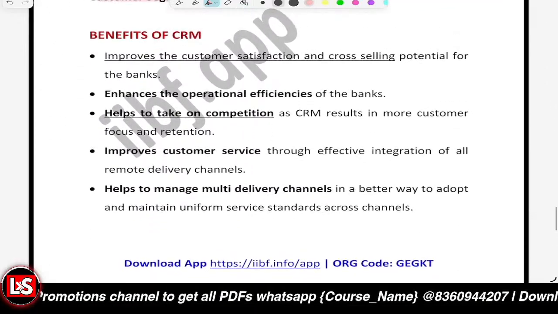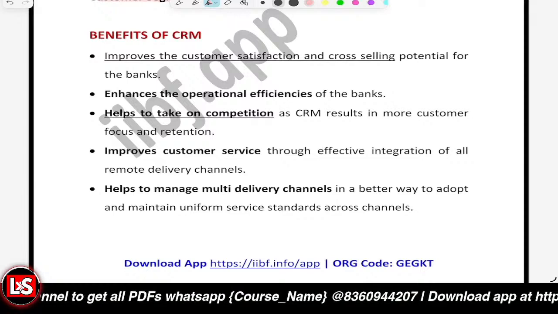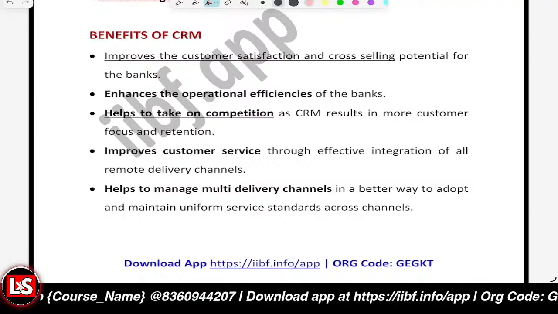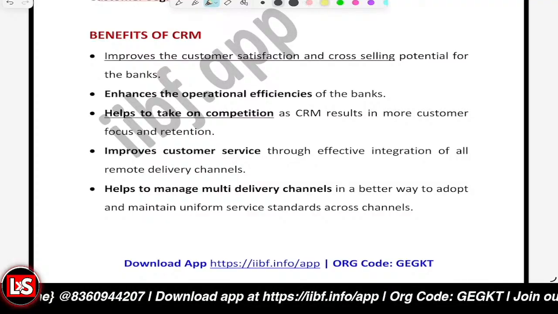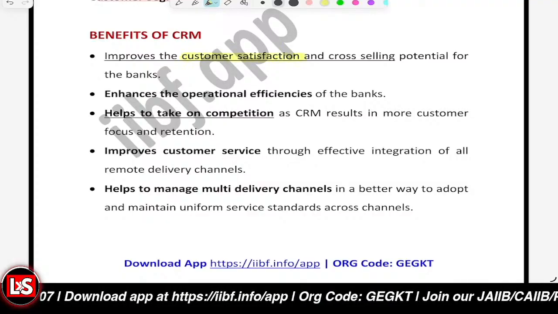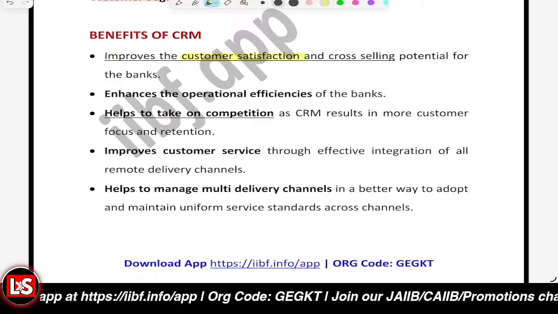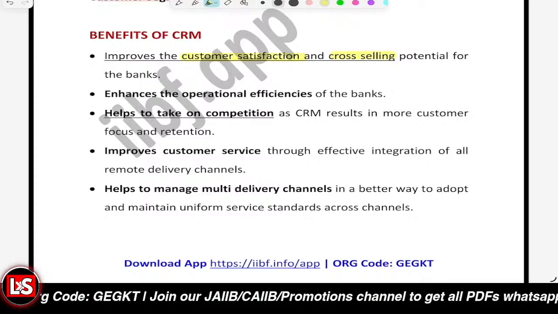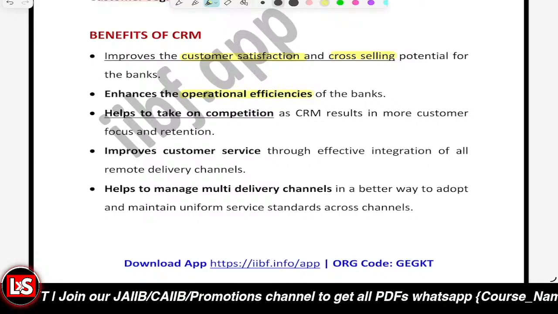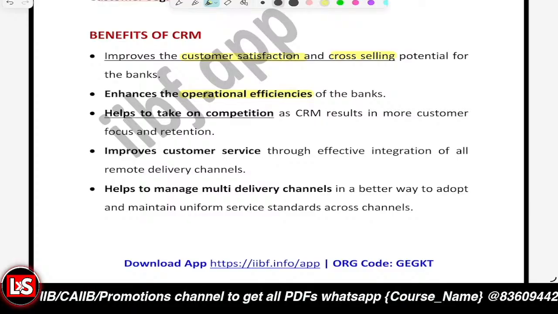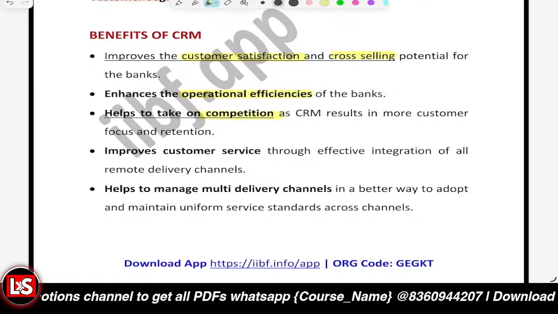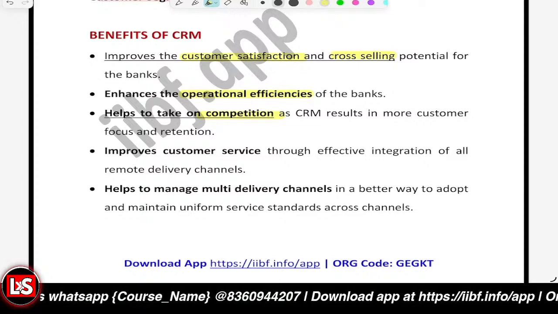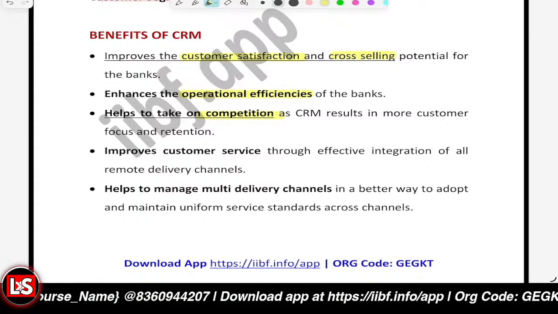Now, what are the benefits? Just let me know what the benefits of it are. First, customer satisfaction is increased and you can do much better cross selling. So you have better cross selling opportunities, and operational efficiency is also enhanced. Automation is there, so it reduces the manual work. Competitive advantage: you're providing focused services to the customers, so you can compete very effectively. And improved customer service is there.